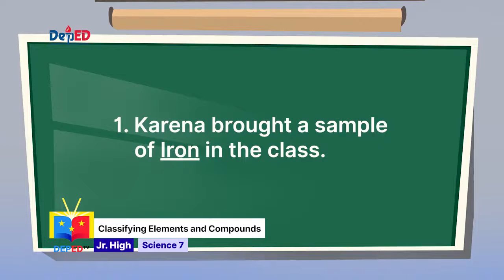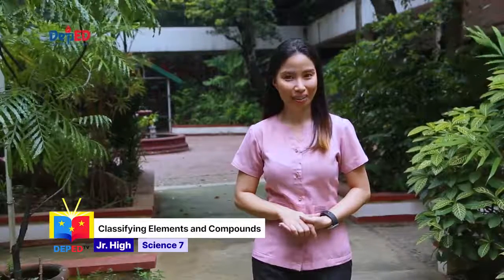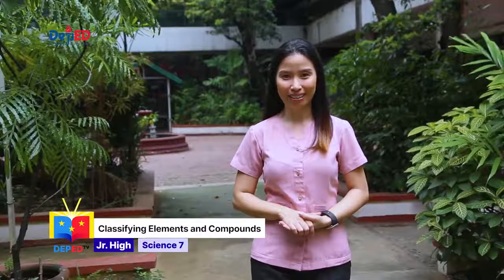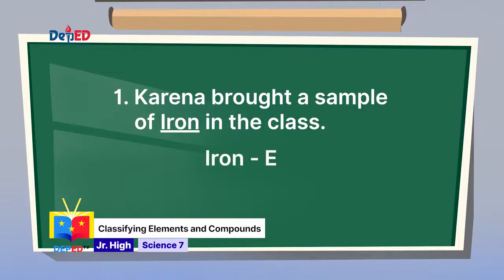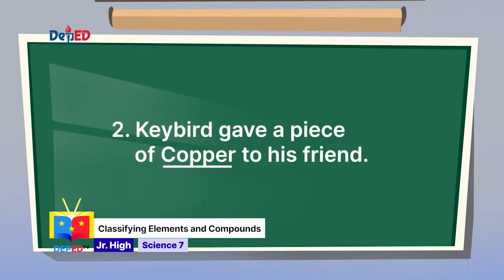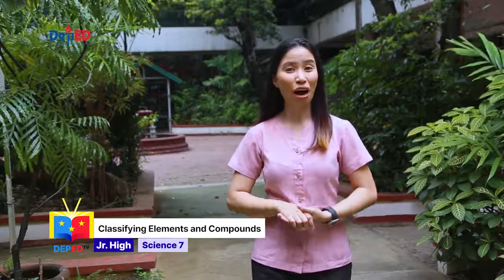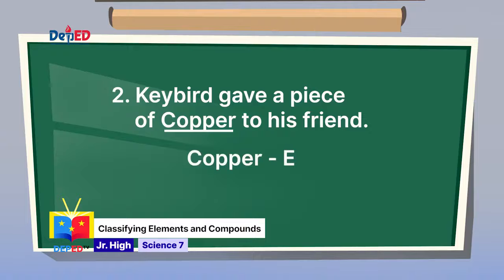Karena brought a sample of iron in the class. The underlined word is iron. Iron is an element. The answer is letter E. Number 2. Keybird gave a piece of copper to his friend. The underlined word is copper, and it is an element. The answer is letter E.